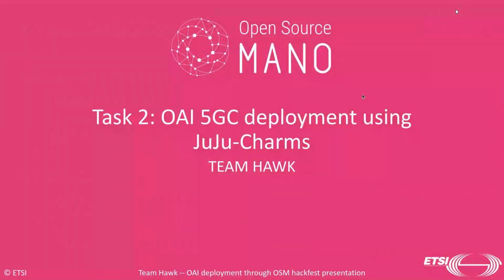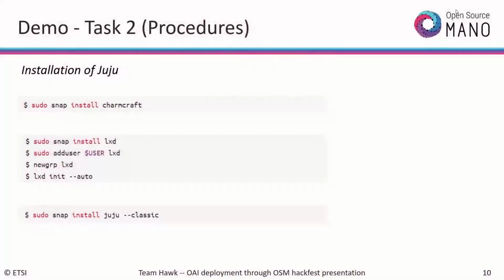Next up, we did task 2. In task 2, we used Juju Charms to deploy the OAI 5GC, and I will ask Andres to please present this part, and let me know when you have to change slides. Andres, are you there? Andres?